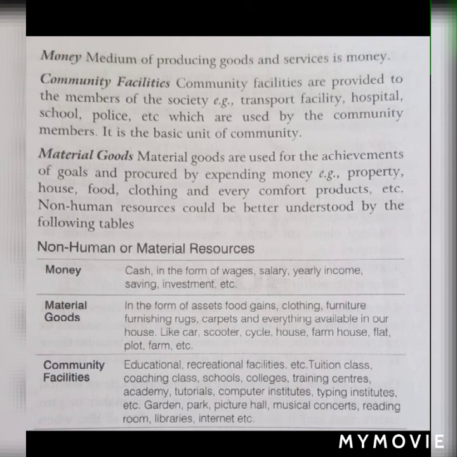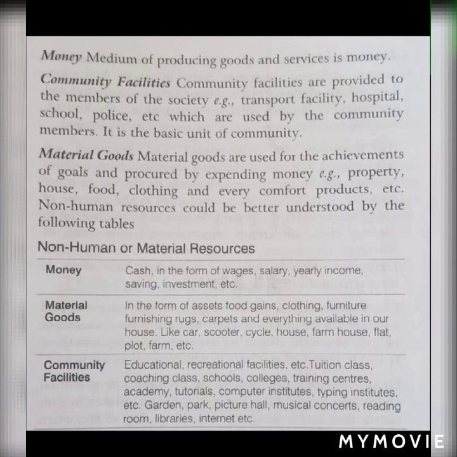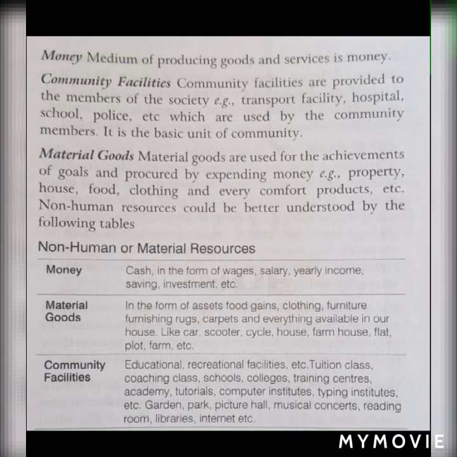The other one is property and material goods. These are also material goods. This group includes the immovable properties such as house, shop, land, etc. and movable properties such as scooter, car, jewelry, etc. All durable and non-durable things such as food, clothing, etc. The property and material goods are obtained by spending the money. Property is a form of saved money and it can be sold again to get the money for achieving the goals. The last one is community facilities.